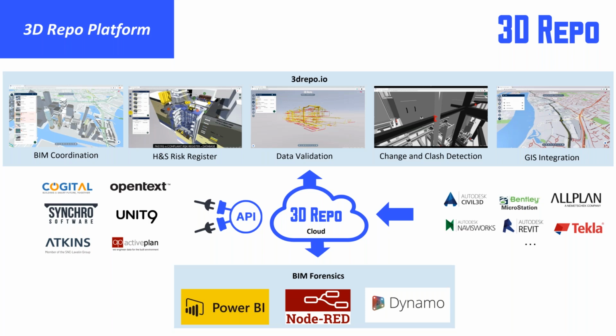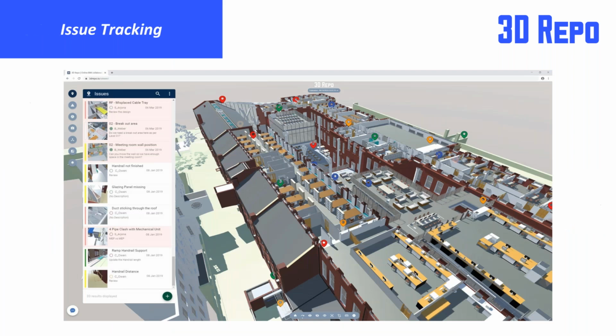So we'll just go over some of the features that we offer. To start off is issue tracking. What this is doing, you are navigating through the model and recording any issues with 3D pins. Those are then assigned to the correct parties on that project to action them. So this is a very handy tool for pre-construction and during construction stages.